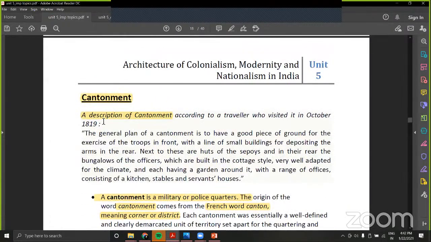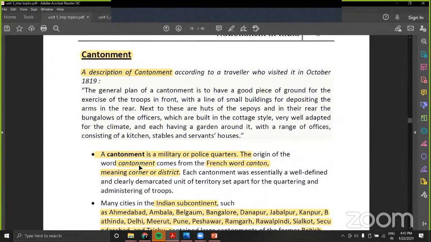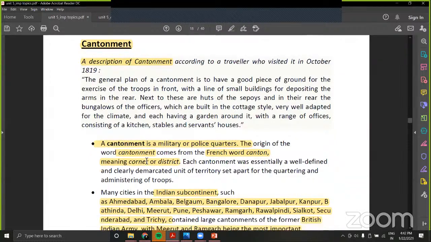Yeah, next going to the cantonment. Cantonment is according to the traveler who visited in the 19th century. So a cantonment is a military or police quarters. As I said before, the origin of the cantonment comes from the French word canton, meaning corner or district. This term can also be asked as a 1 mark or 2 mark question.